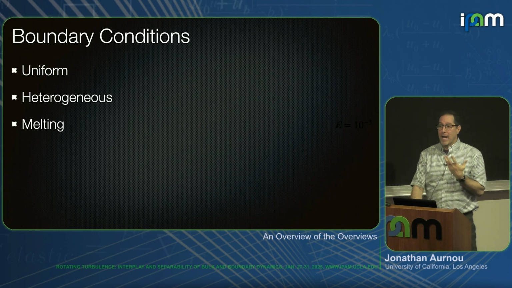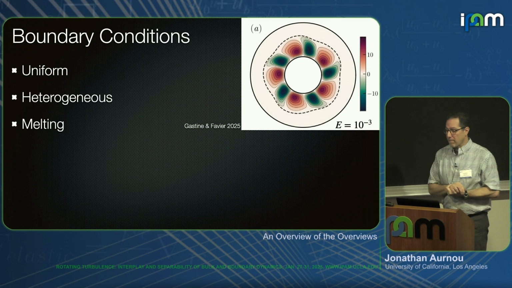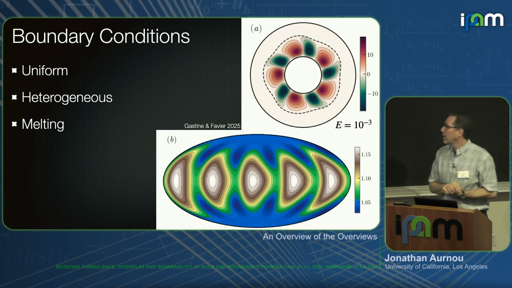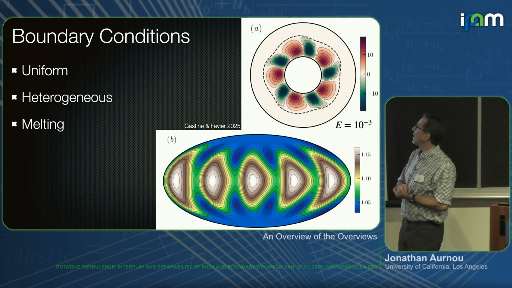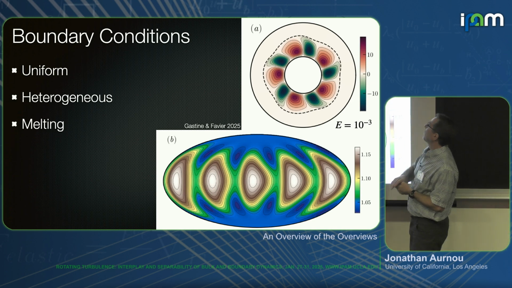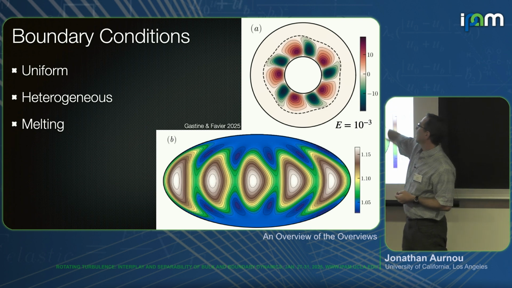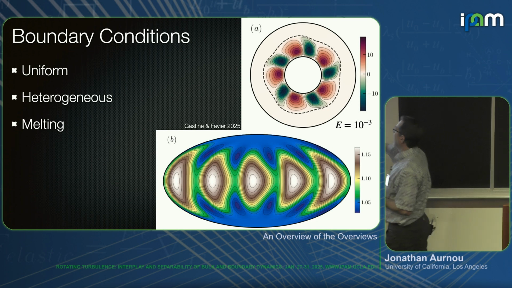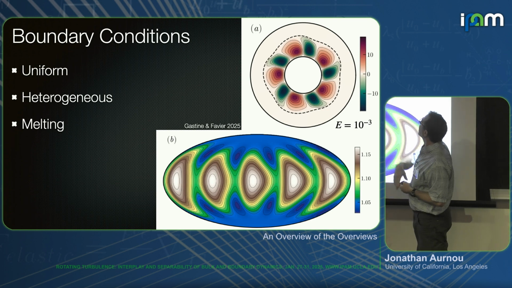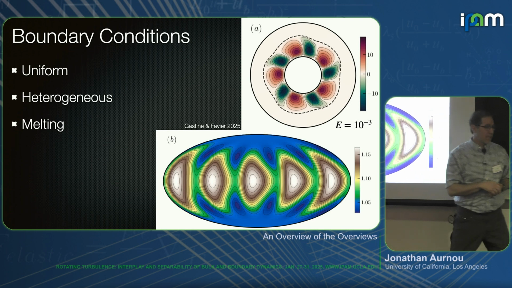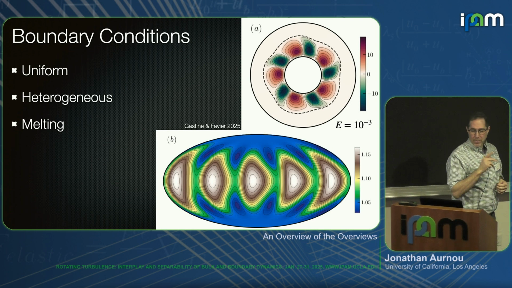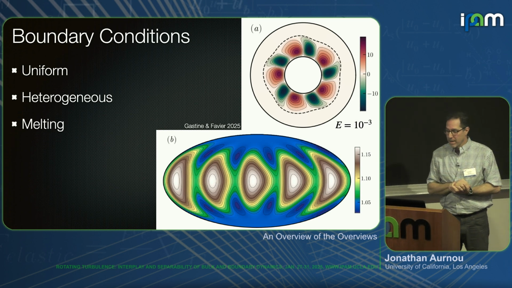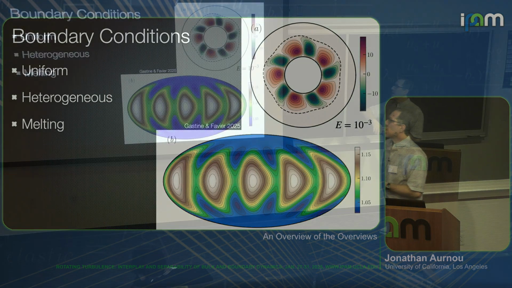We can add in melting. That absolutely matters the minute we start talking about, for instance, icy moons. Very nice new paper in Icarus, Gastine and Favier, where they've got rotating convection in a fluid shell underneath a meltable outer material. This shows the melt interface, and you can see it's locked in this case to the structure of the convection. They also show that it starts changing the structure of the convection. So that's really important. I will point out this is at Ekman 10 to the -3.